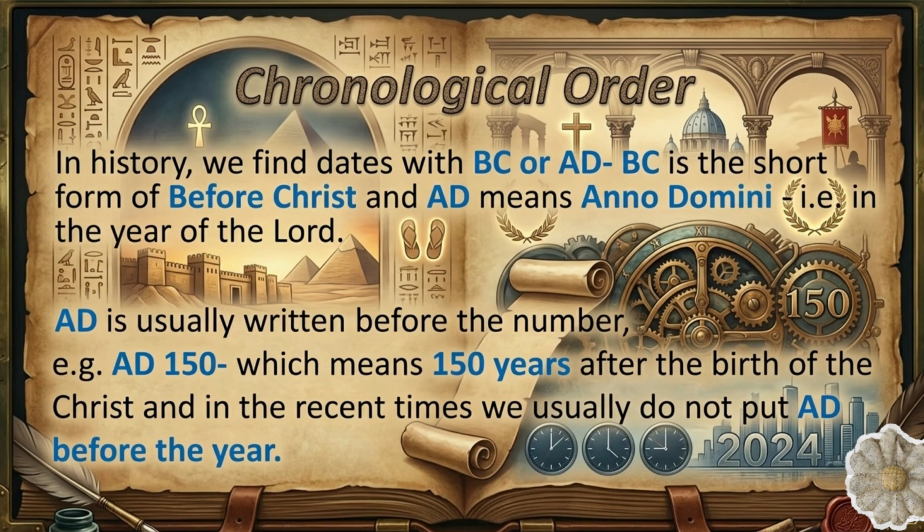Now, CE means Common Era. The years after Christ's birth are referred to as CE or Common Era, or AD, which means Anno Domini, which in Latin means the year of the Lord. These years are counted forward, like 99 CE comes before 100 CE. AD is usually written before the number. For example, AD 150 means 150 years after the birth of Christ, and in recent times we usually do not put AD before the year.